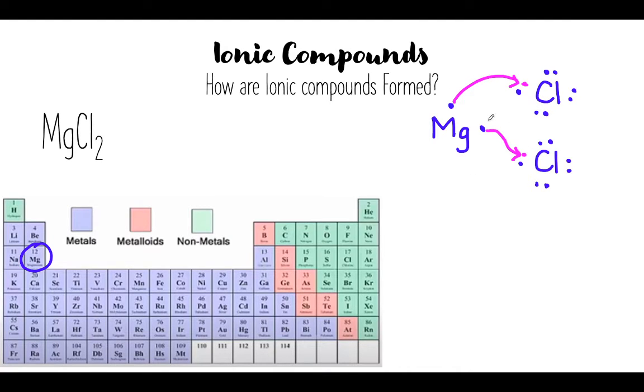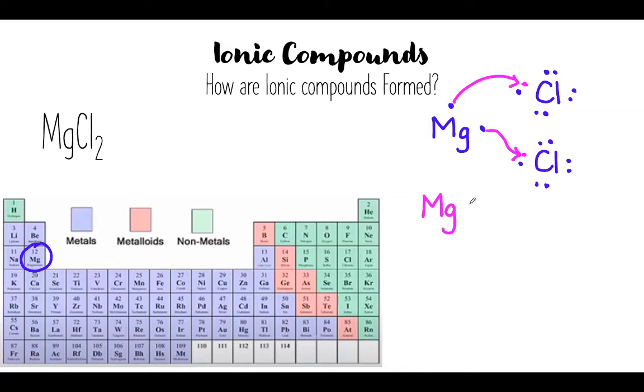So what just happened here? I had this magnesium that had 2 valence electrons. It needed to be lost. One was given to this chlorine, one was given to this chlorine. So all of the elements involved are completely happy now. All of their outermost shells are full. So let me show you their ion forms now.